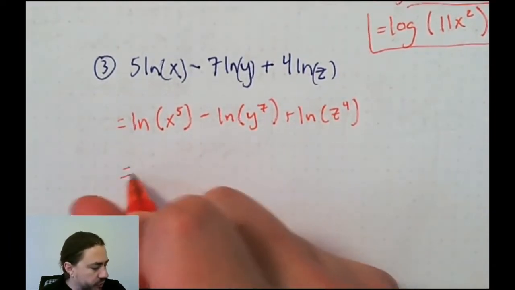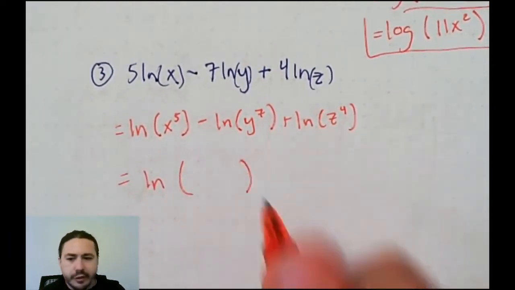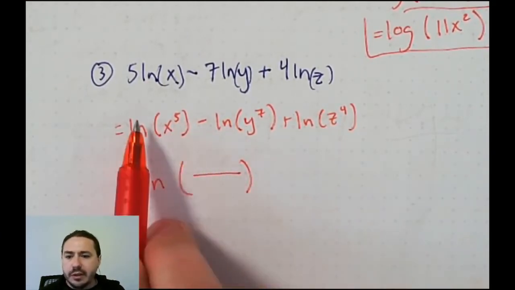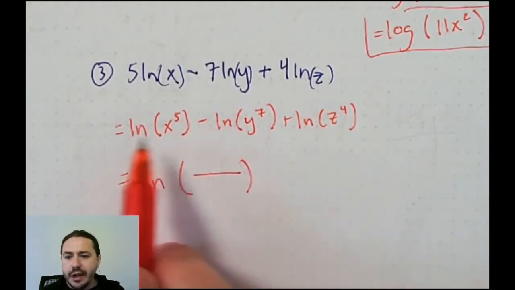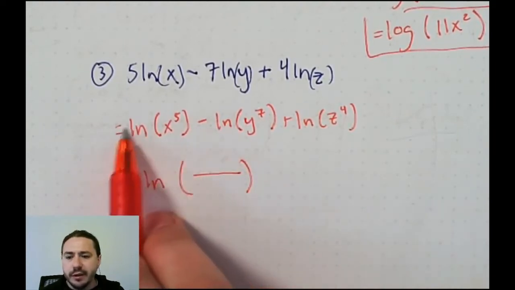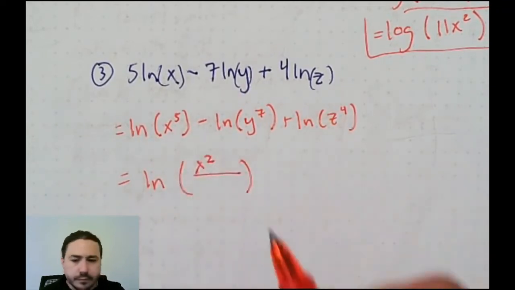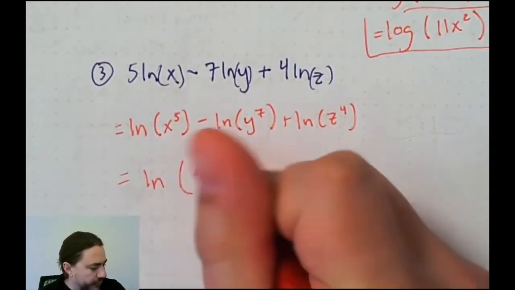And so this is just going to turn into a big fraction, natural log of, and we're just going to decide what goes on top and what goes on the bottom, and the way we're going to know that is if it's positive or negative. So if it's positive, like this first one, there's no negative sign in front of it. This x to the 5th should be in the numerator. Oh, that's not a 2. That should be a 5.